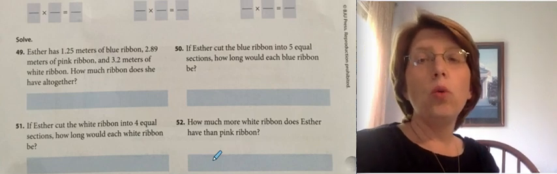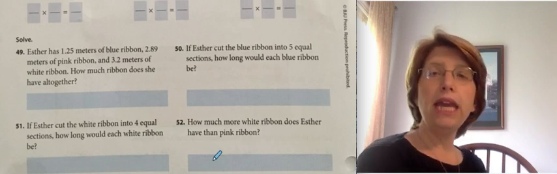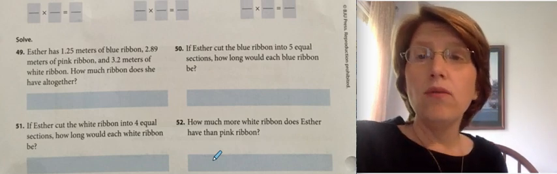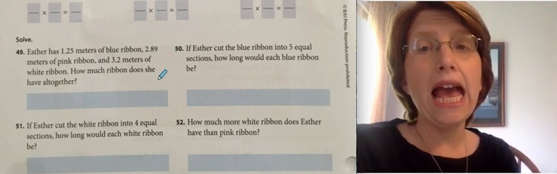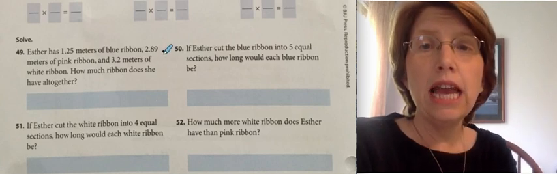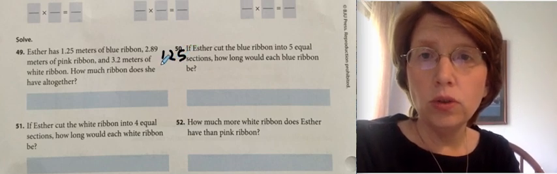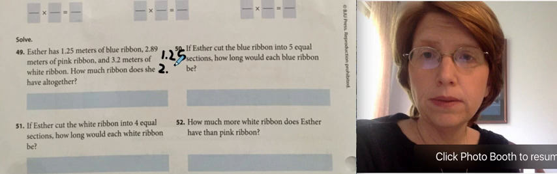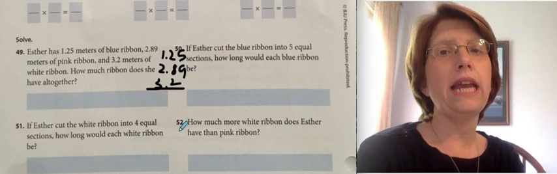Esther has 1 and 25 hundredths meter of blue ribbon, 2 and 89 hundredths of pink, 3 and 2/10 of white. How much does she have altogether? So what you're going to do is you are going to add those up, but you are going to make sure that your decimal stays in the same place. And you're going to add up that row straight down.